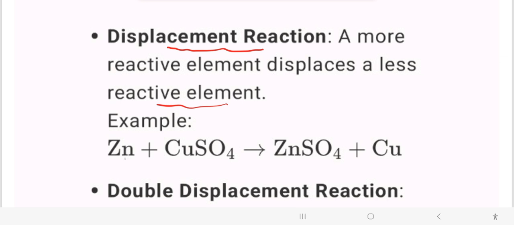So we are seeing here zinc granules, when combined with the copper sulfate solution, you will observe zinc sulfate and copper will come out as a material. So in this, which is getting displaced? The sulfate is getting displaced and it is getting combined with zinc. So this is a single displacement reaction.